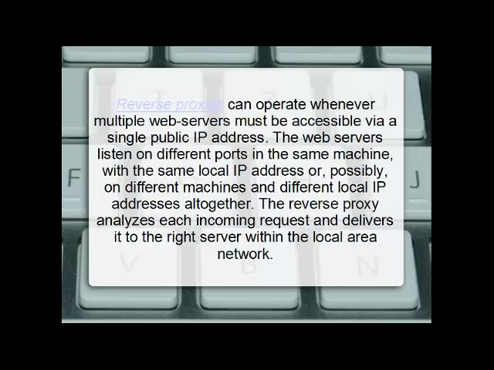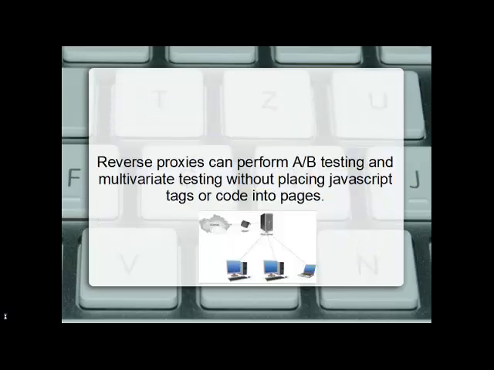Reverse proxies can operate whenever multiple web servers must be accessible via a single public IP address. The web servers listen on different ports in the same machine with the same local IP address, or possibly on different machines and different local IP addresses altogether. The reverse proxy analyzes each incoming request and delivers it to the right server within the local area network.